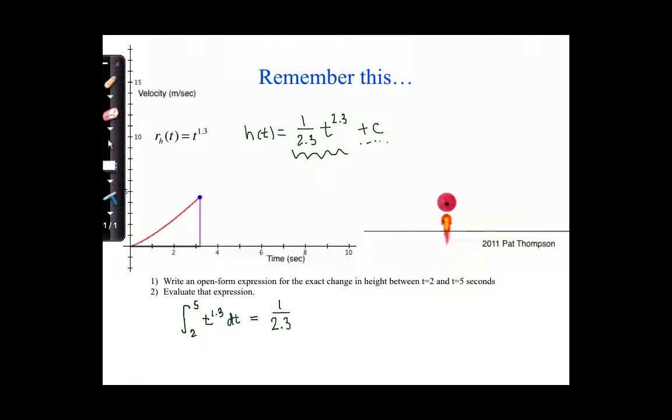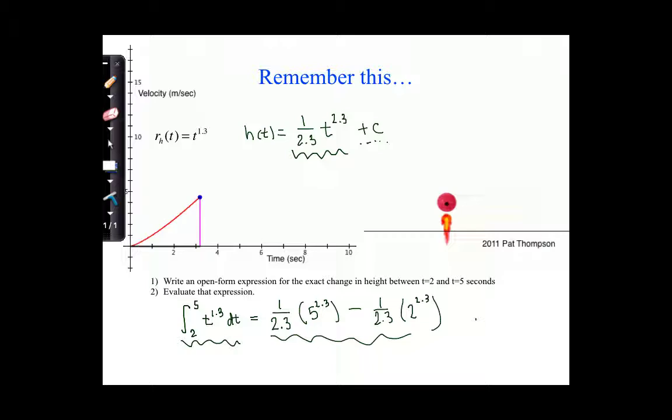times 5 to the 2.3 power, and compare that to 1 over 2.3 times 2 to the 2.3 power, the initial value. So here's an open form expression, here's a closed form expression. This isn't something that I'm going to evaluate by hand because I don't know how to do 2.3 powers by hand. You could estimate it by hand, say it's more than squared and less than cubed, but that'd be a really rough estimate.